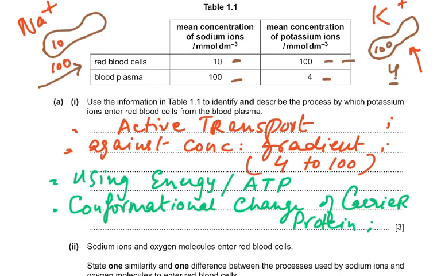So active transport against the concentration gradient. You gave me the figures from 4 to 100. You gave me that using energy, or you could have said using ATP, because ATP is the universal energy currency. And then there is a conformational change. The conformational means that there's shape change. If you don't know it, just Google it. What does conformational change mean? That's how you increase your vocabulary.